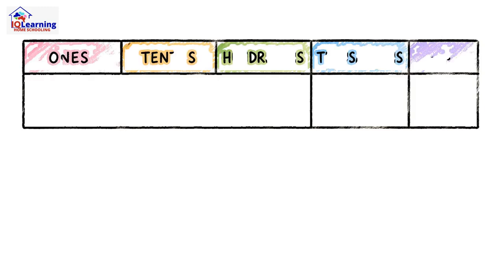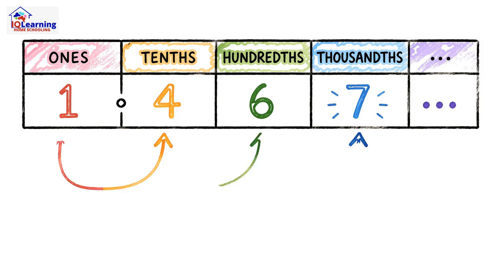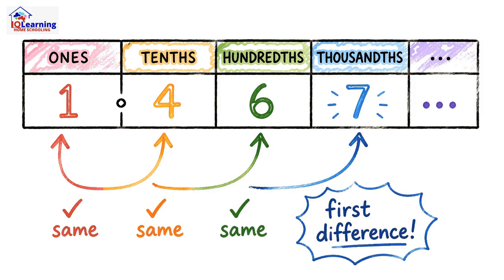This systematic approach works every time. First, check the whole numbers to the left of the decimal. If they're tied, move to the first decimal place, the tenths. Still tied? Move to the hundredths. You compare from left to right, one column at a time until you find a difference.